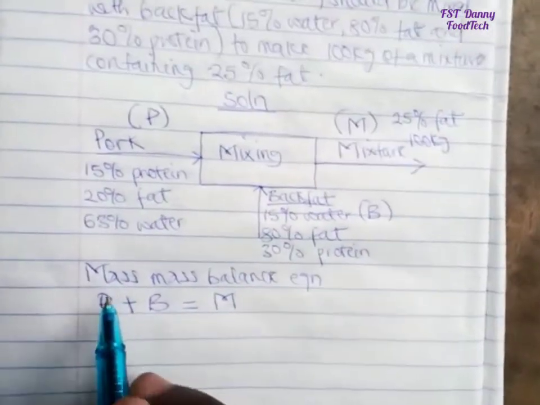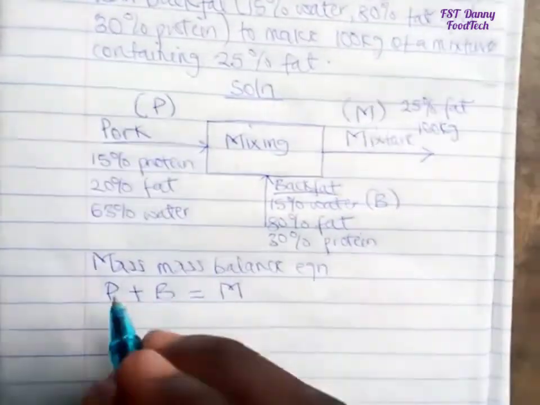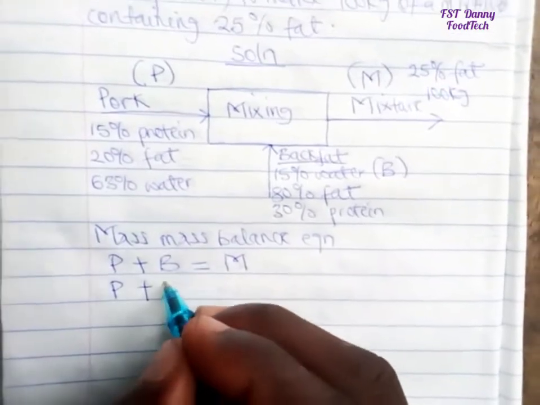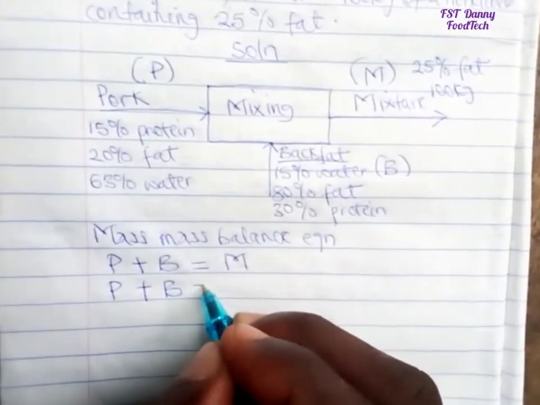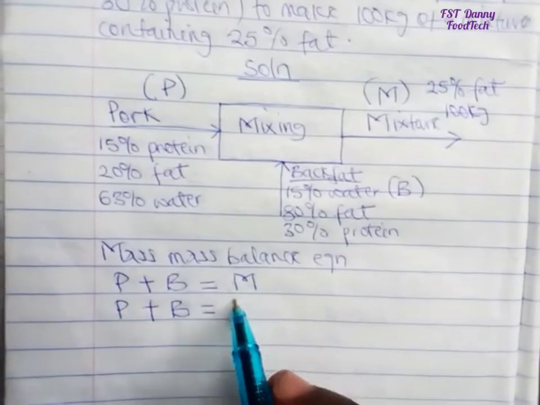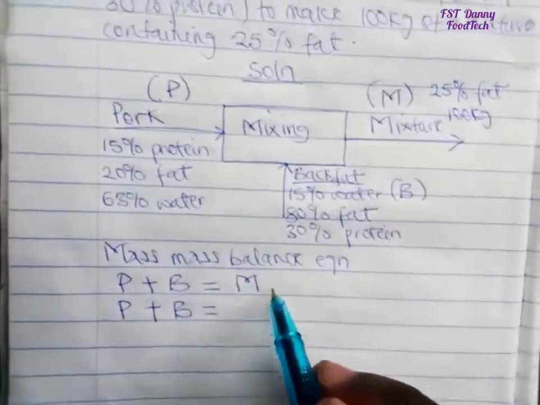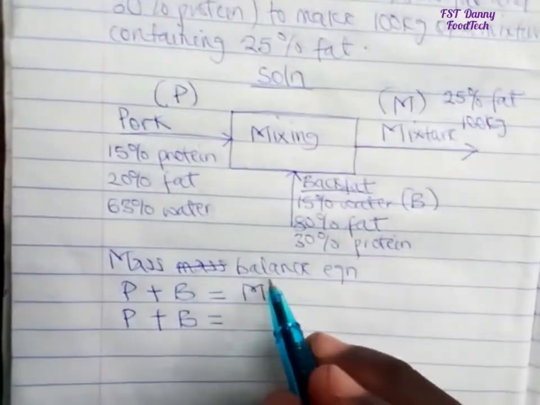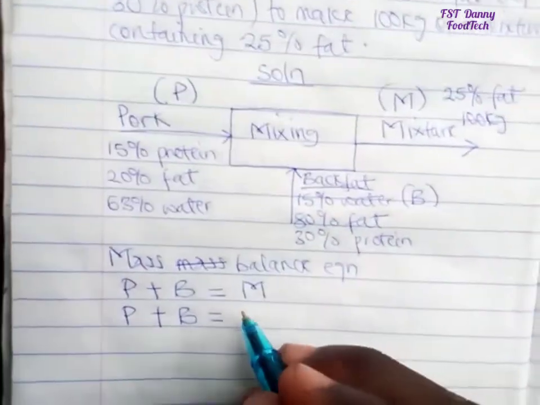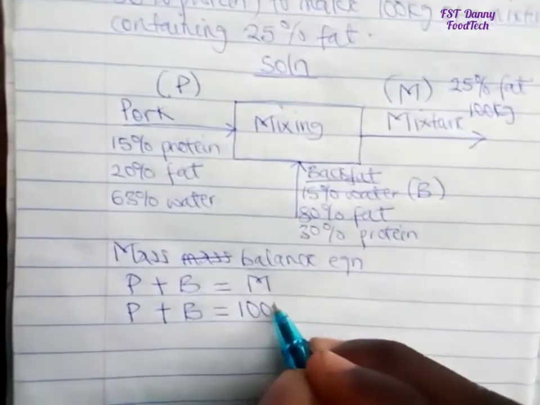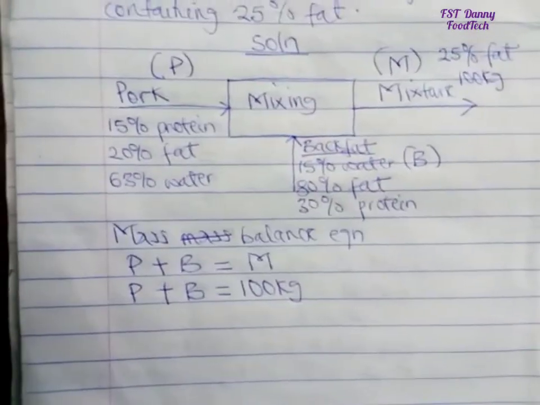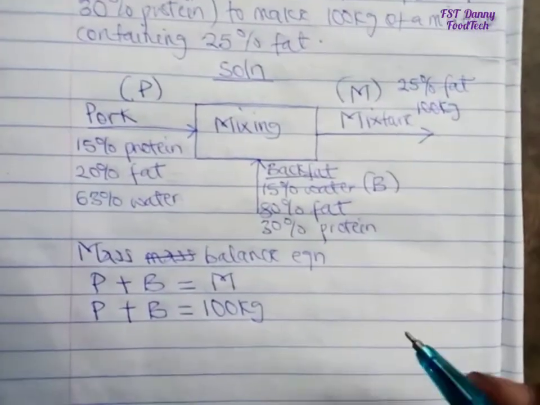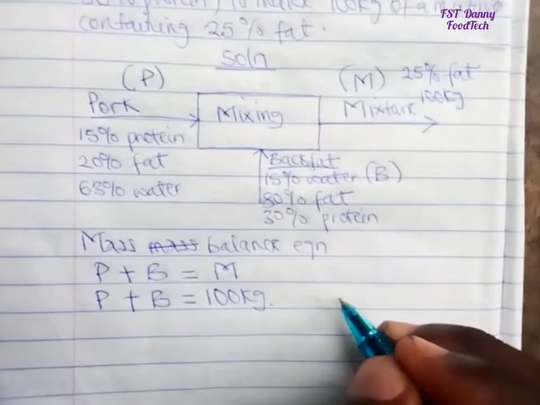And so the mass of the pork we don't know, so it is P, plus the mass of the back fat we don't know, and it's equal to the mass of the mixture, which is 100 kg. And so we now call this equation 1.